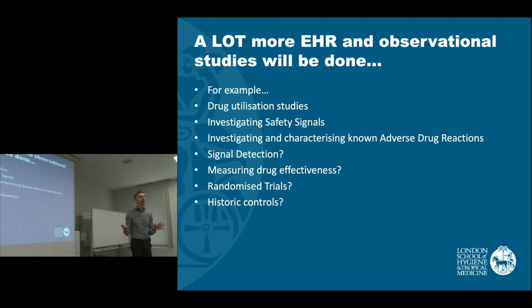Where we are finding out how to do it is these four, the four at the bottom here, and I will mention these during the talk. So we've got signal detection, measuring drug effectiveness, randomised trials, and historic controls. And these are all growth areas in pharmacoepidemiology where the methods are not so well established, but where there is the potential for growth. Okay.